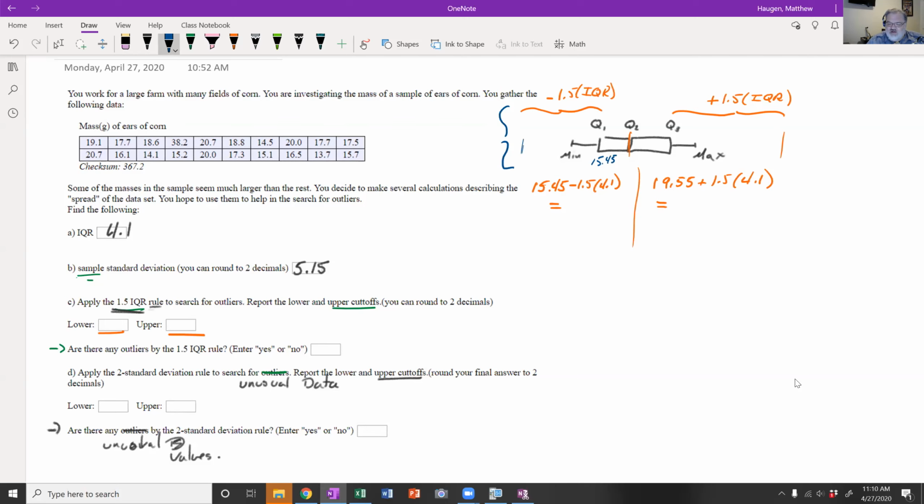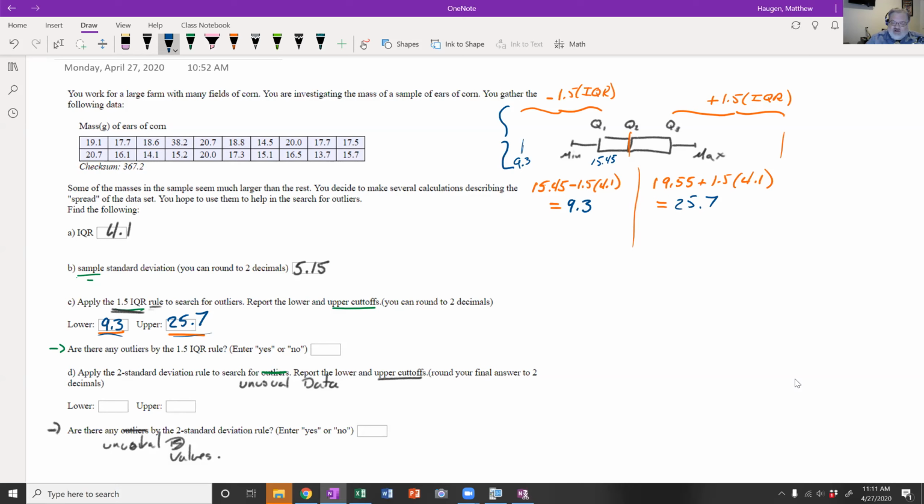Anybody get the lower cutoff? I got 9.3. I got the same. What was that again? 9.3. Okay, that seems reasonable. It's down here, 9.3. Well, what about this upper? 25.7. So anything above 25.7 or less than 9.3, we'd consider an outlier.